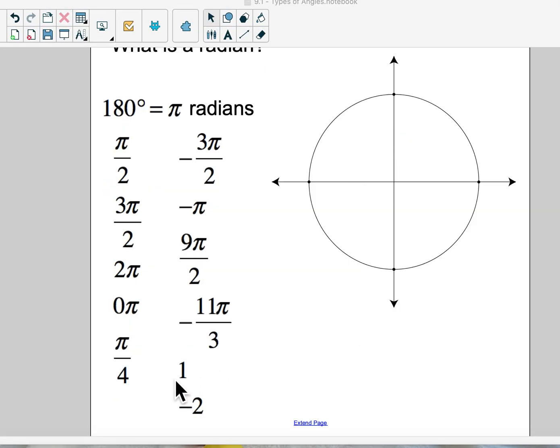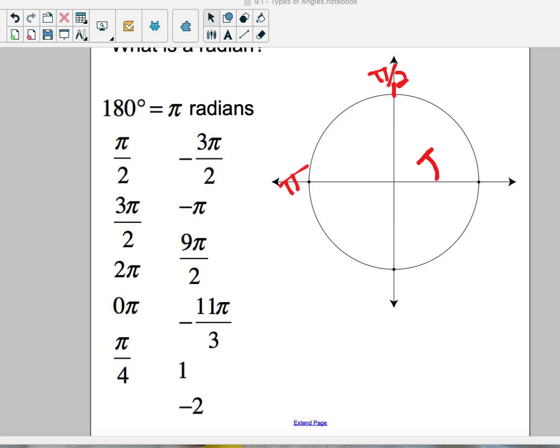Oh, I skipped through them. Pi over 4 is a fourth pi, right? So again, if this is half pi, and this is full pi, 1/4 pi would be half of a half. It's the exact same thing as 45 degrees.